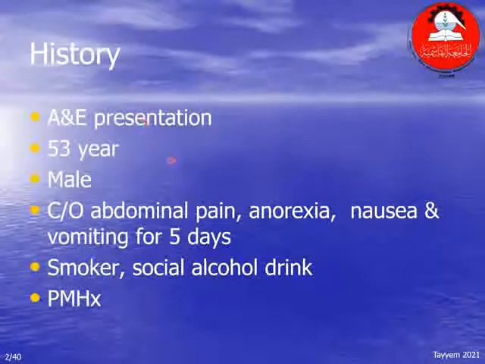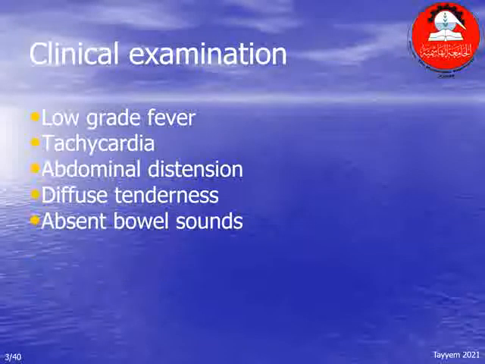emergency room presentation with a 53-year-old male patient who came with abdominal pain, anorexia, nausea, vomiting for the past 5 days. He is a smoker, social alcohol drinker, and there is nothing in his past medical history. The patient clinical examination revealed low-grade fever, tachycardia, abdominal distension, and diffuse abdominal tenderness with absent bowel sounds.